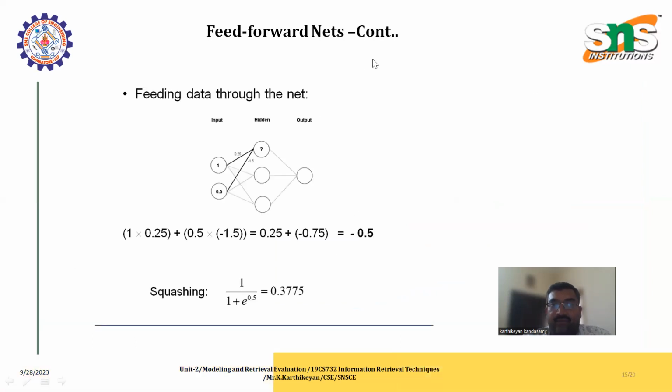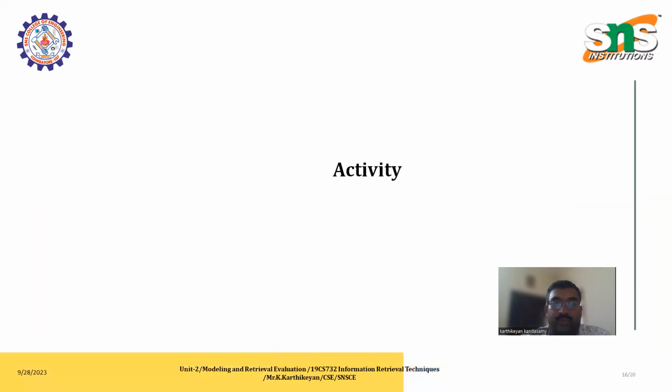This is the feed forward method, feeding of data through the net input and hidden output, and this is a value, and the squash value is equal to 0.3775. Your answer is based on your inputs.